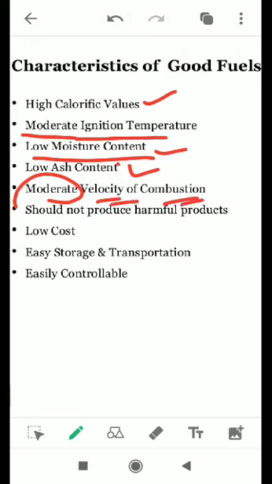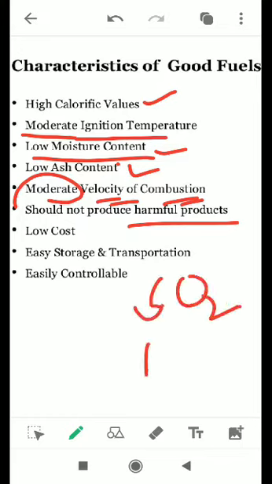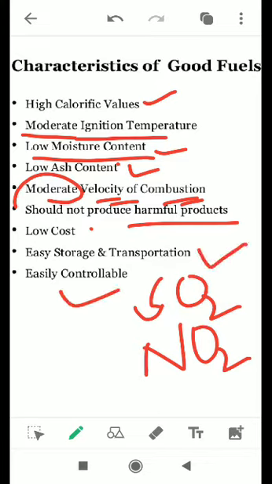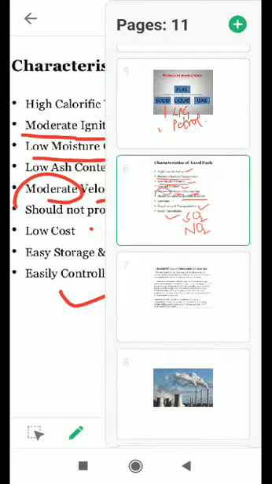Moderate means medium velocity of combustion. It does not give rapid combustion. It should not produce harmful products, like pollutants. It can be SO2, NO2, or any pollutant like particulate matter. It should be of low cost, easy storage and transportation, and easily controllable. So these are the qualities of a good fuel.